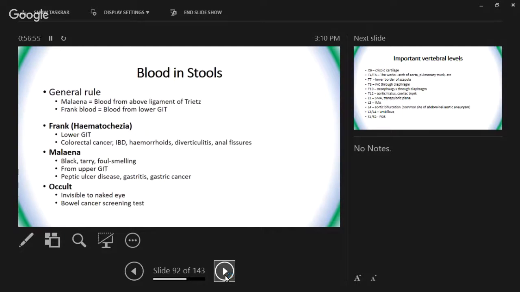Cool. So blood in stools. As we said, upper GIT versus lower GIT. If it's frank blood, if it's red, that's usually from the lower GIT, so from your intestines. Could be things like colorectal cancer, bowel disease, etc. If it's malaena, it's from the upper GIT. That's because as it passes through, it gets digested and altered, so it becomes black in colour. And occult blood is when it's not visible to the naked eye. That's why we have screening tests, tests of blood in the stool.